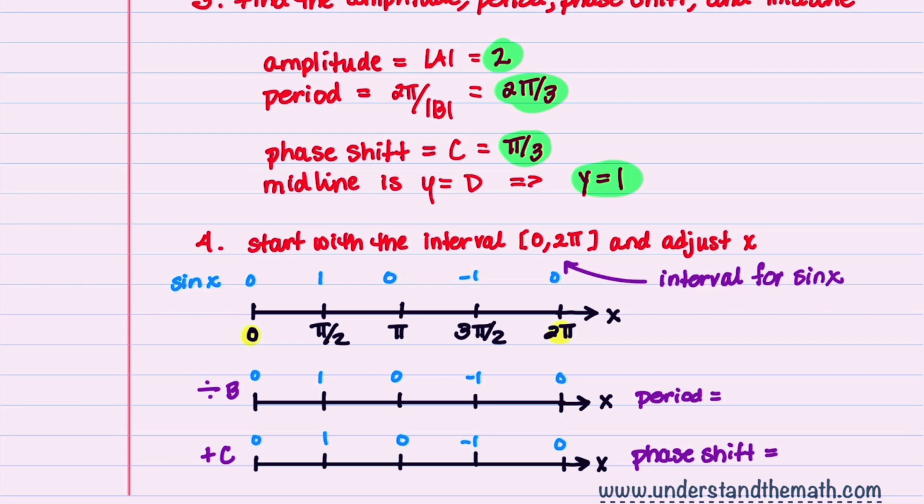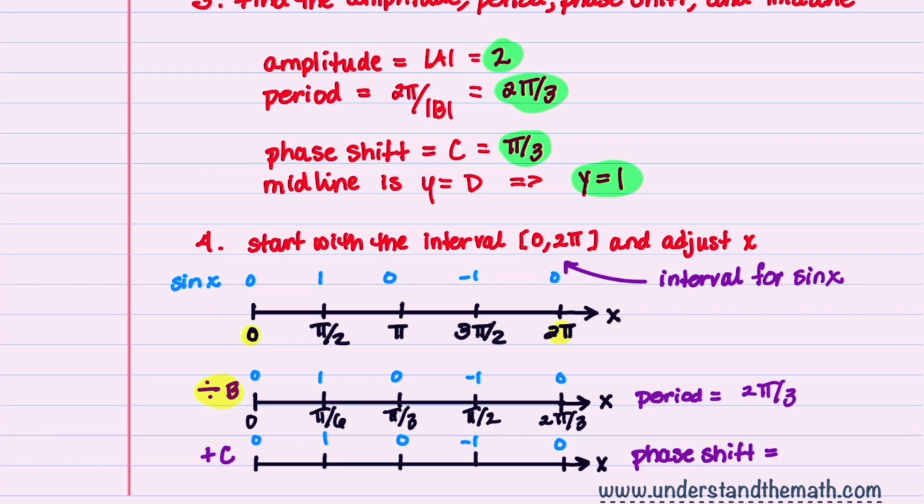We're going to begin by dividing each of our x values by b. Our b is equal to 3, so we'll divide each of our x values by 3. So this gives us 0, pi over 6, pi over 3, pi over 2, and then lastly, 2 pi over 3. From this, we can indeed see that our period is 2 pi over 3, what we calculated above.